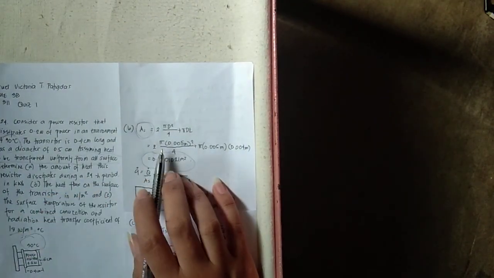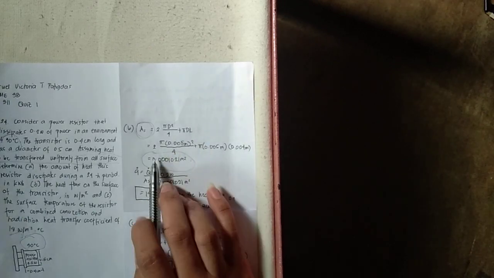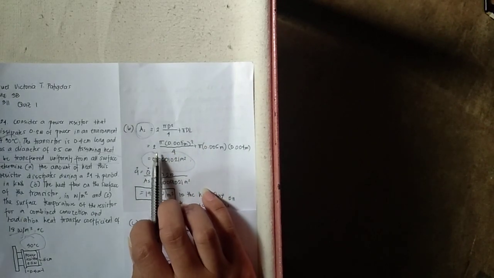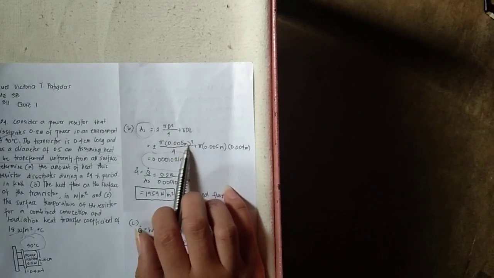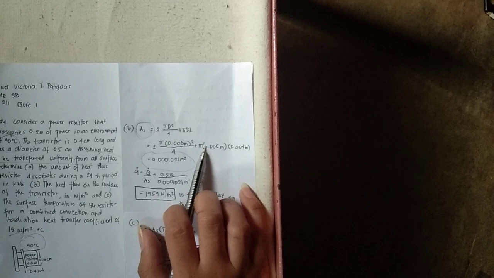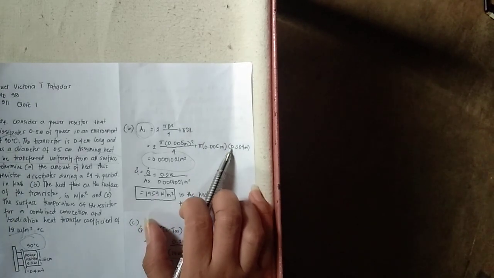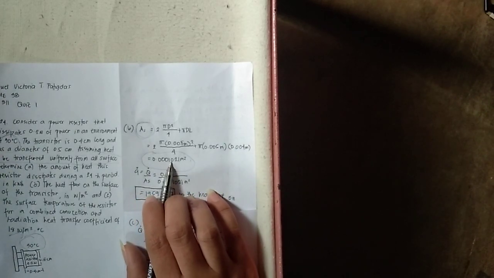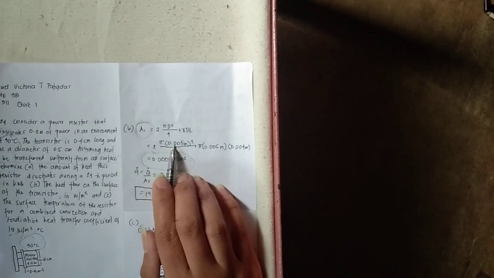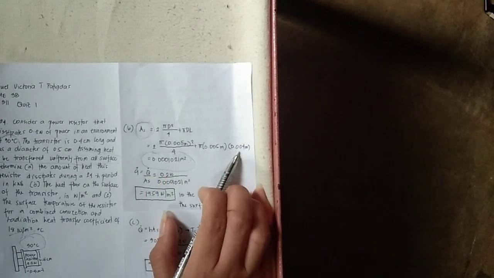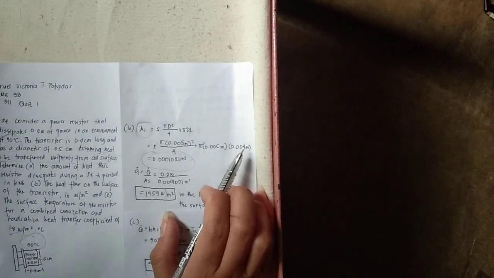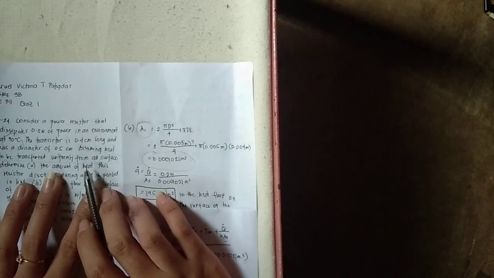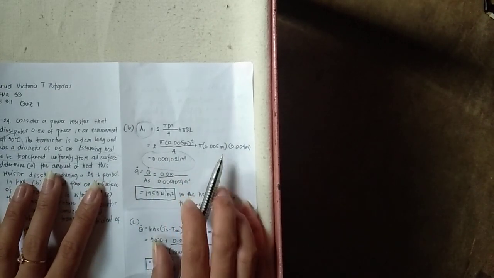Surface area is equal to 2 pi d squared over 4 plus pi d l. Substitute: 2 pi times 0.005 meter squared over 4 plus pi times 0.005 meter times 0.004 meter, which is equal to 0.000121 meter squared. We converted 0.4 cm to meters, giving 0.004, and 0.5 cm to meters, giving 0.005 meter.